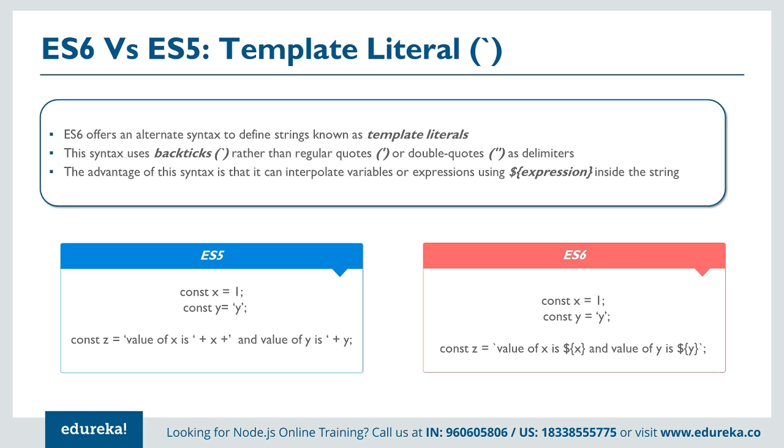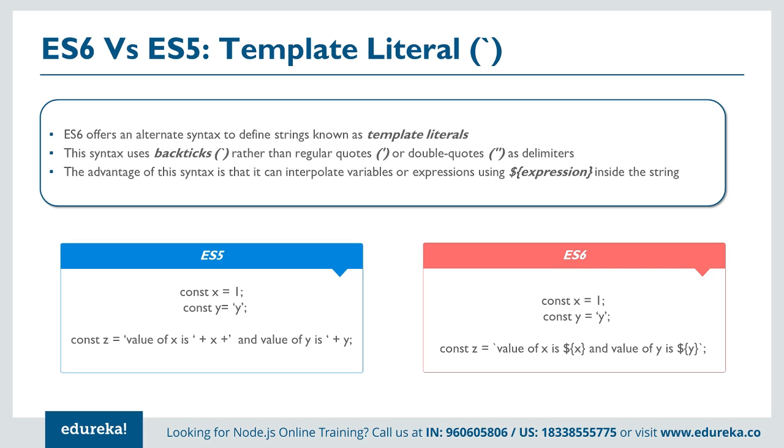So in ES5, let's say we have x and y. Well, actually it should be var x, var y, not const x and const y, because it's ES5. So x is 1, and y, let's say a string y. So we can have value z equal to value of x is, we concatenate, so value of x is 1 and value of y is y. But here we have to concatenate these strings and then get a value. Actually we don't need concatenation, we just need the values in the middle of the string.